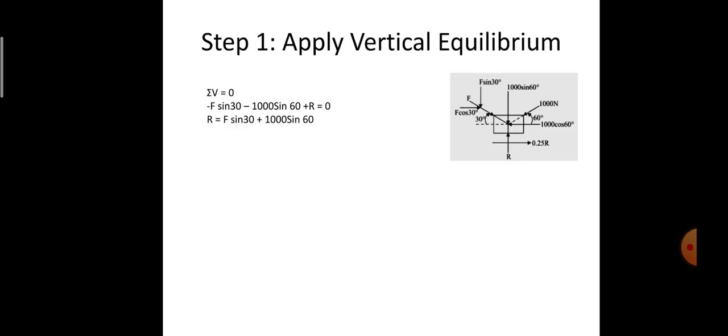So now coming on to the next very important step, we need to find out the force F, the magnitude. For finding that, we are going to apply the equilibrium condition both in the horizontal as well as the vertical direction. Firstly, if I want to apply the vertical equilibrium condition, I need to consider all the forces which are acting in the vertical direction.